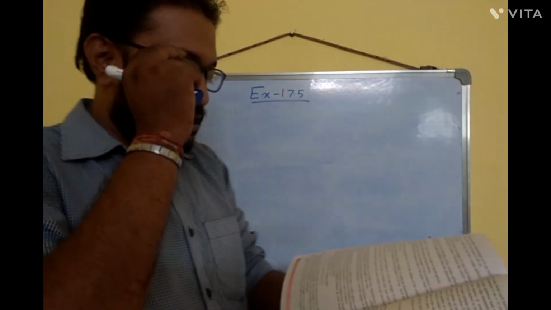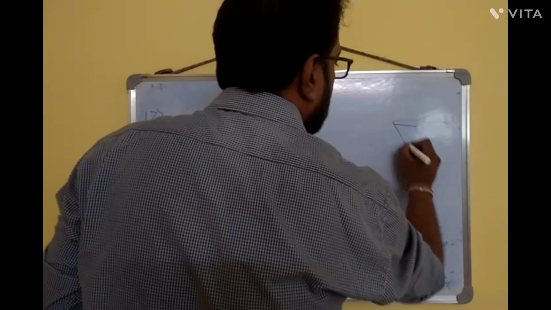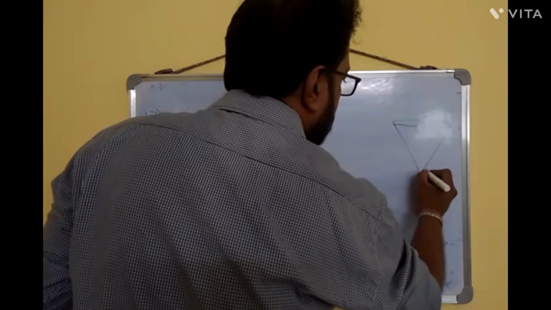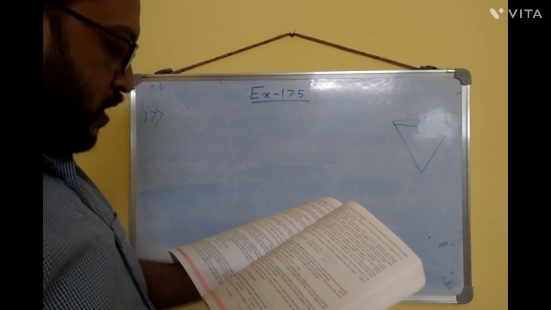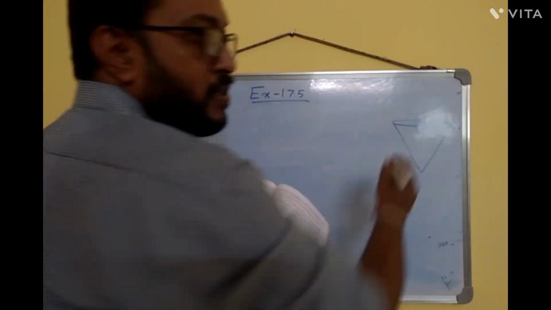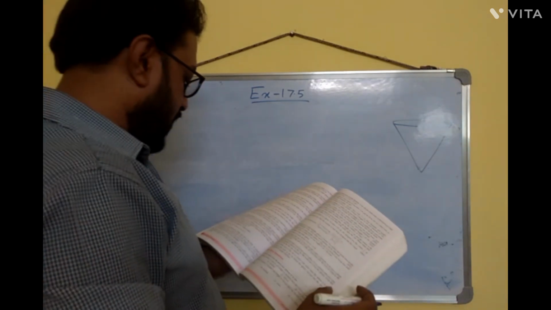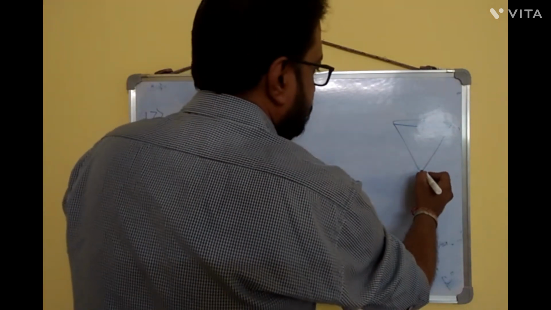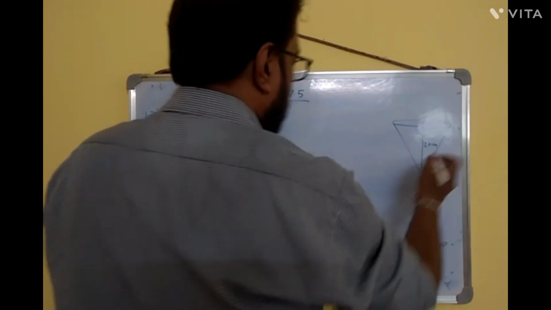A vessel in the form of an inverted cone. There is a vessel which is in the form of an inverted cone. So this is my vessel. Inverted cone filled with the water to the brim. Brim means total up to the upper part. The water is filled up to the upper part. Its height is 20 centimeter.